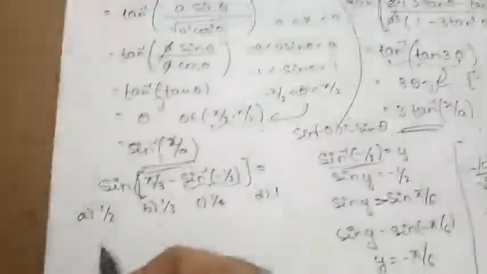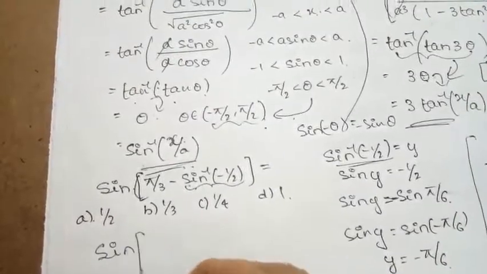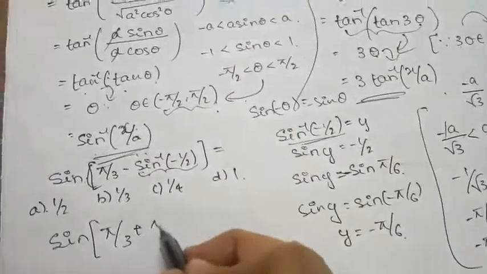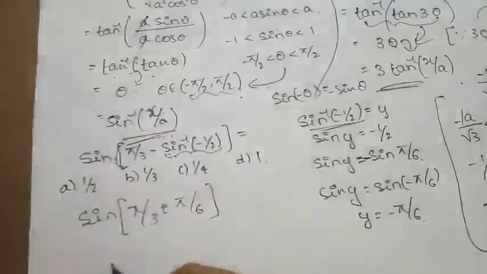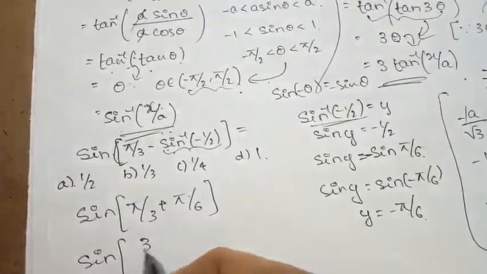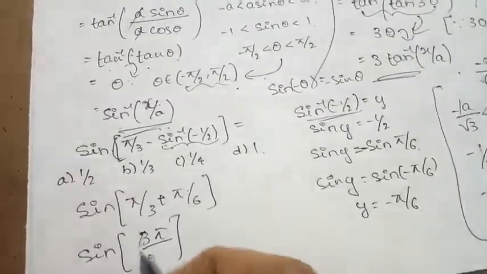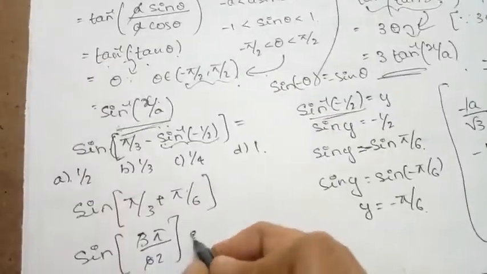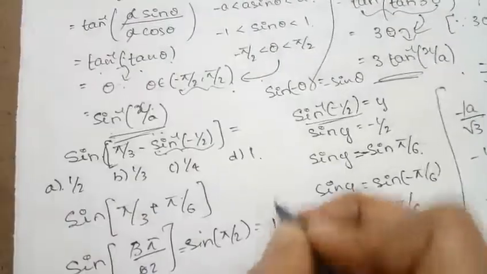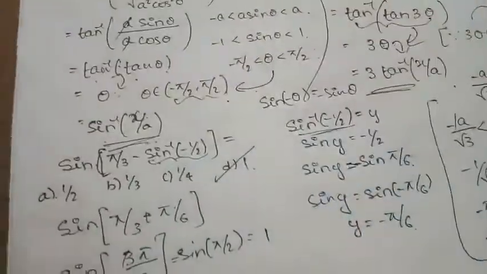So what happens here? Sine of pi by 3 minus of minus, it is plus pi by 6. By taking the LCM, we get 2 pi plus pi, that is 3 pi by 6, which is nothing but pi by 2. So sine pi by 2 is equal to 1. So option D is the right answer.